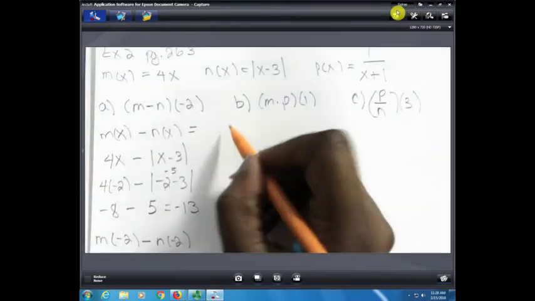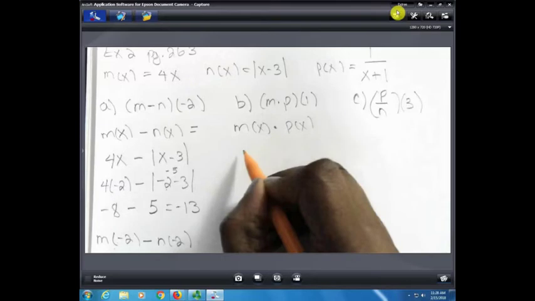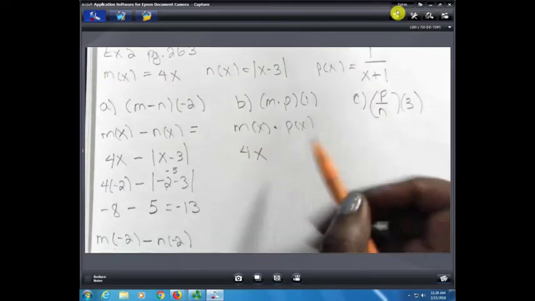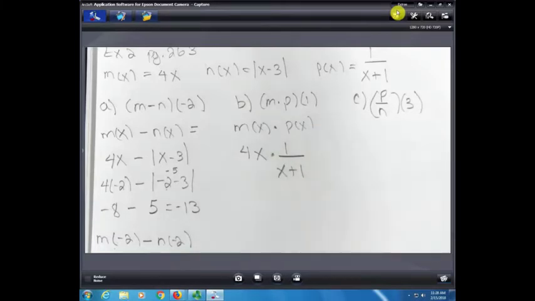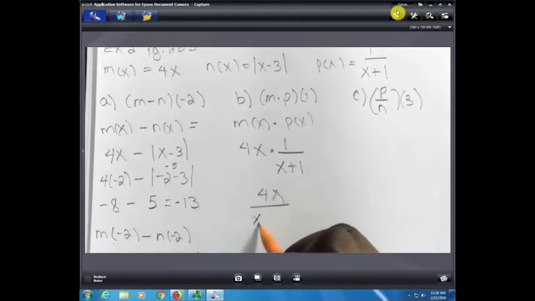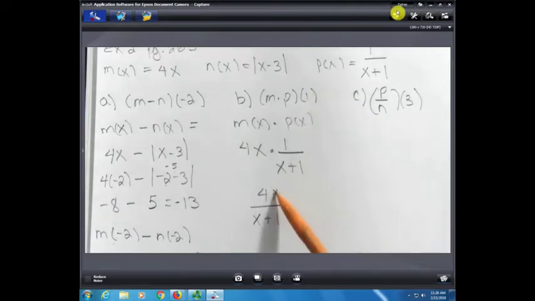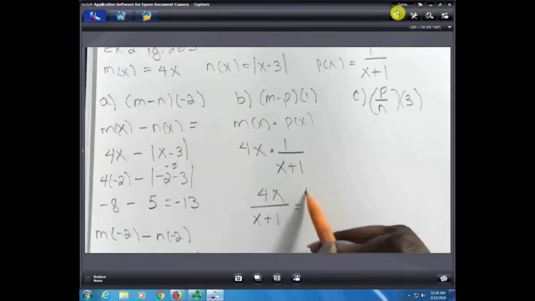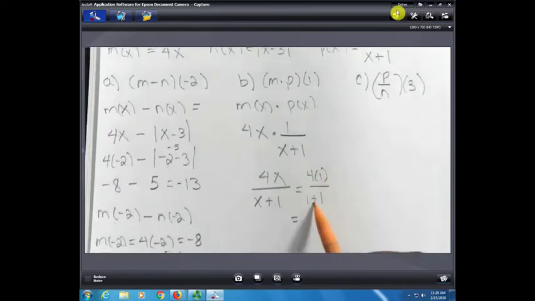Alright, so my M function is 4x, and my P function is 1 over x plus 1. So you're just multiplying these. So that's 4x over x plus 1. And if I wanted to evaluate this at 1, I can just plug in a 1 for my x value. So this is 4 over 2, which is just 2.